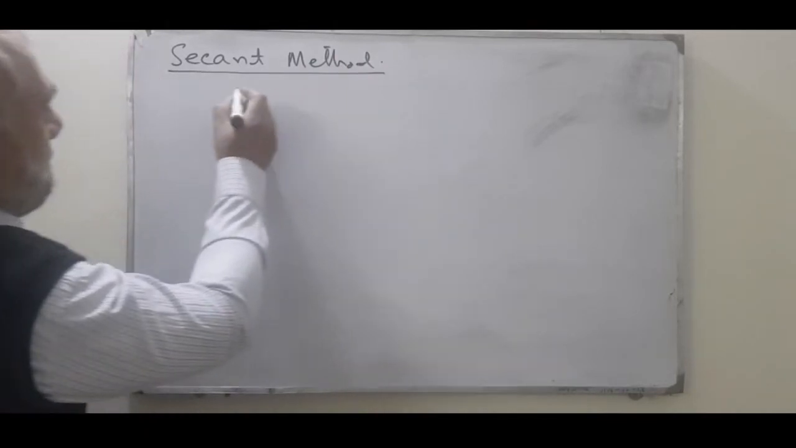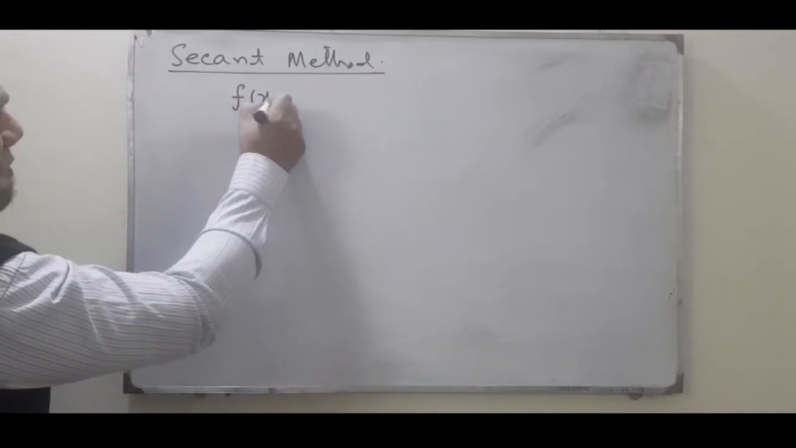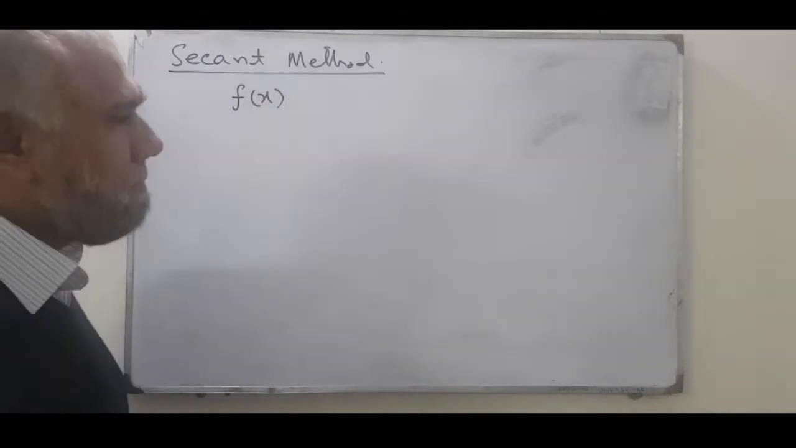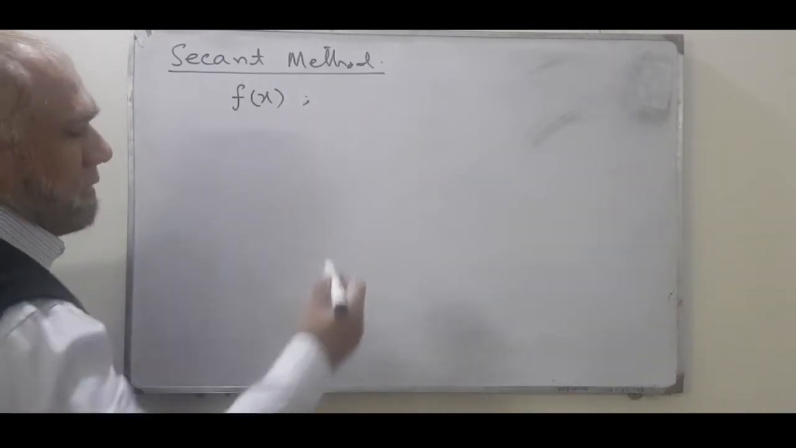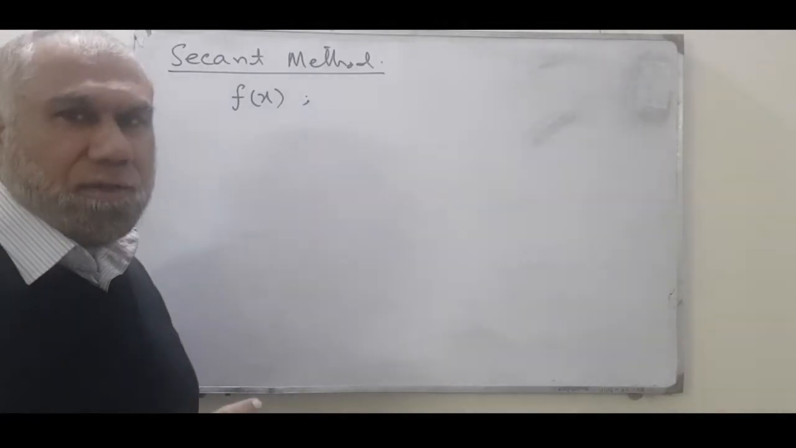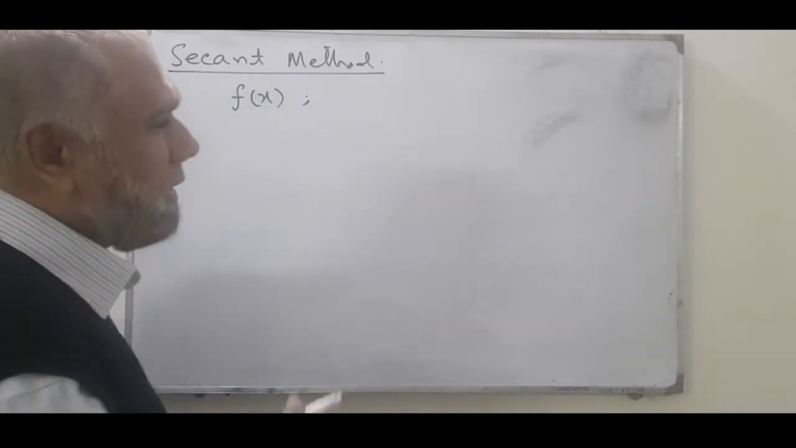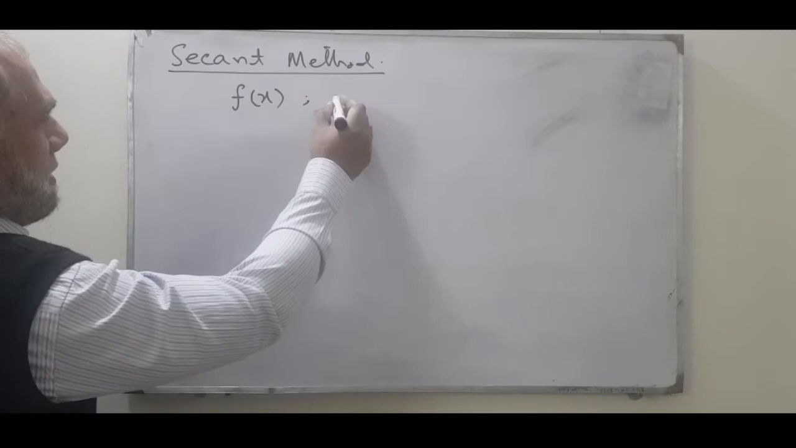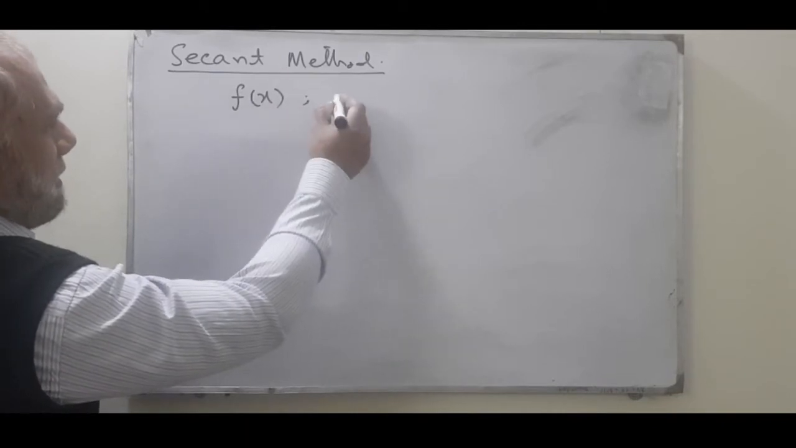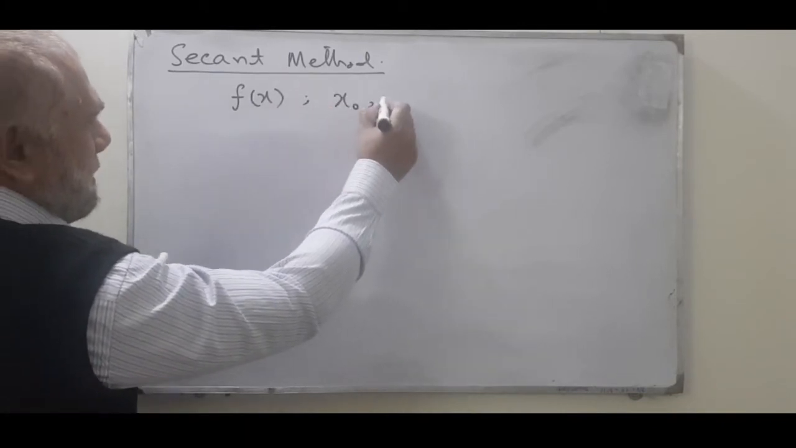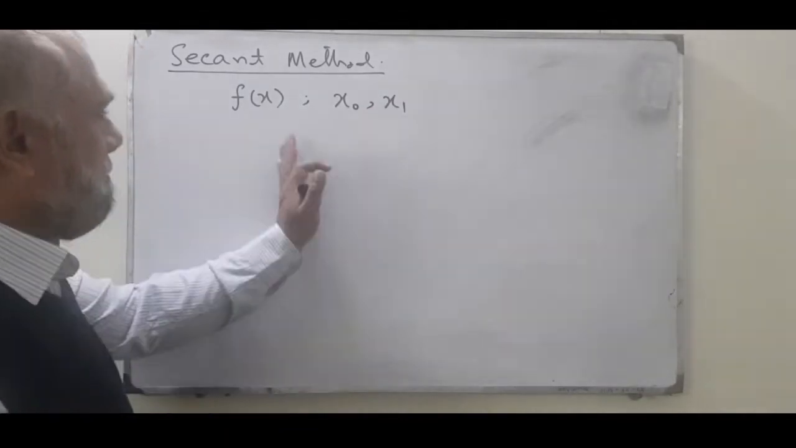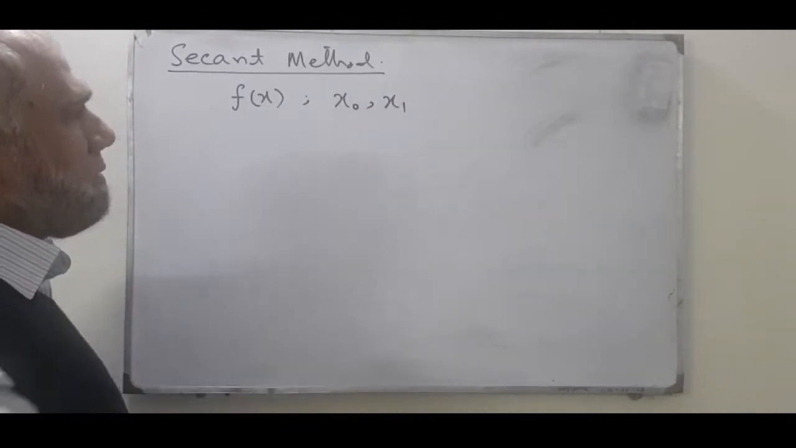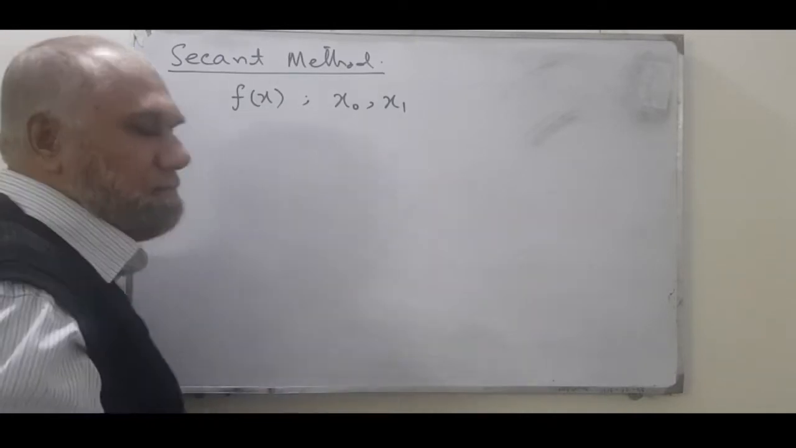This method starts from a function whose root we are looking for. Here, if you remember, in the case of the Newton-Raphson method we require only one initial starting guess. For this secant method, we require two initial starting guesses, and we label them as x0 and x1. Now, how does the method proceed?